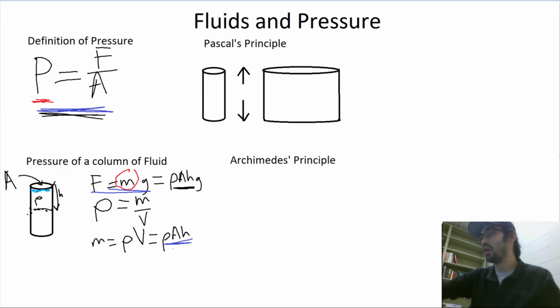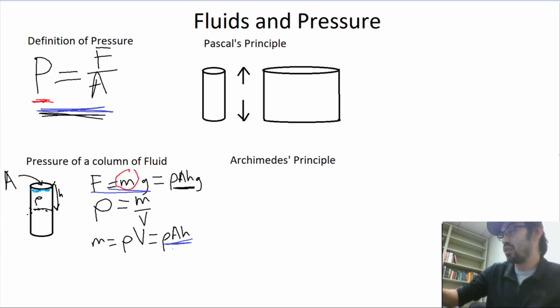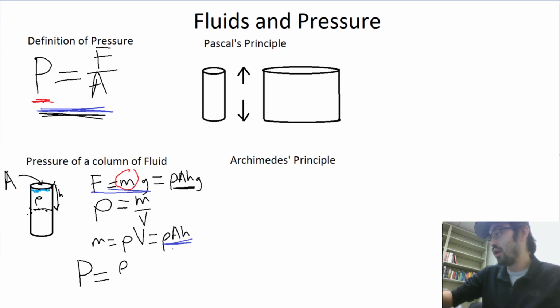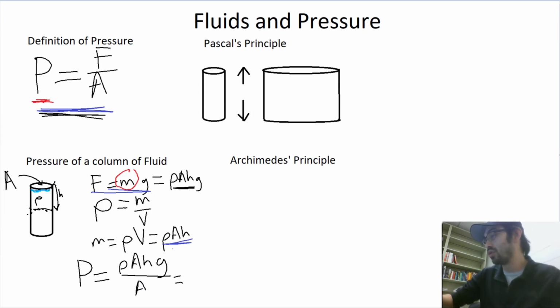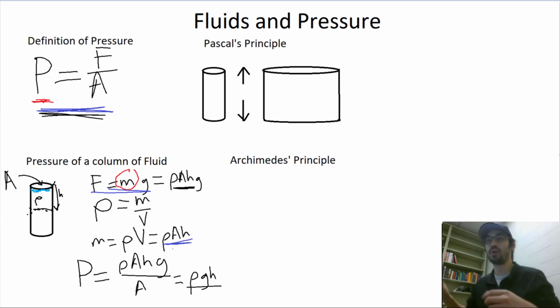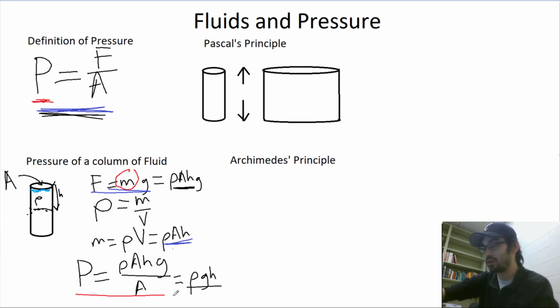Then we can take this new equation and plug it into this equation. When we do that, we find that the pressure at some height h is equal to rho A h g divided by A. This is equal to rho times g h, which is the standard form of this equation. Now that we have this equation, we can see something really interesting. So let's look at this pressure equation.